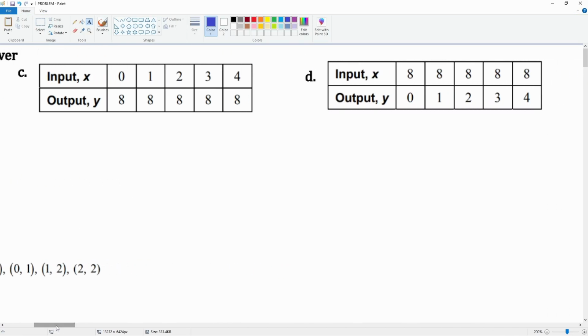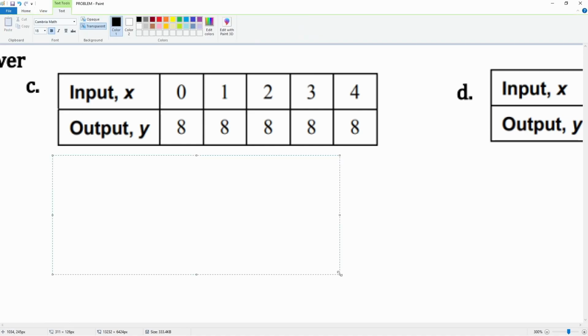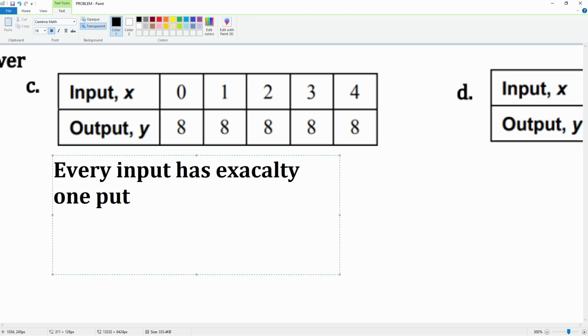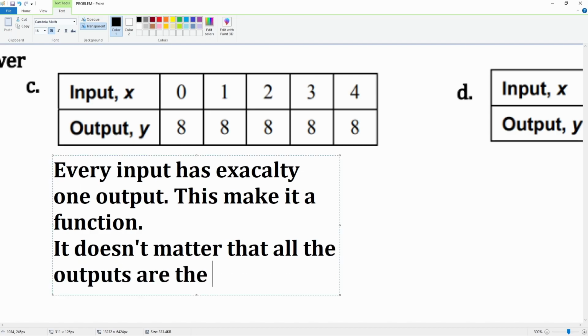And let's look at C here. Let's take a look at the inputs here. Each input has an output. So we can say every input has exactly one output. This makes it a function. It doesn't matter that all the outputs are the same. So this is still a function.